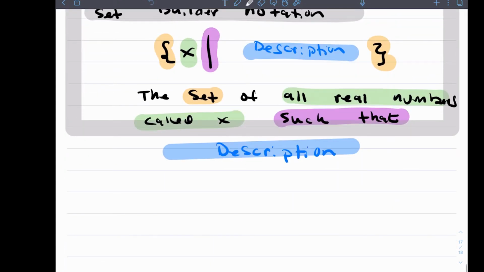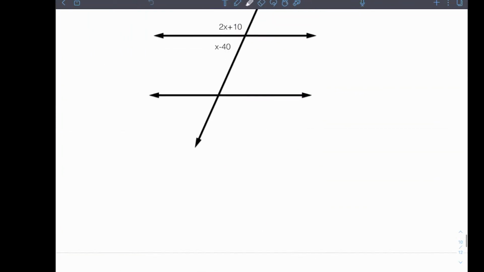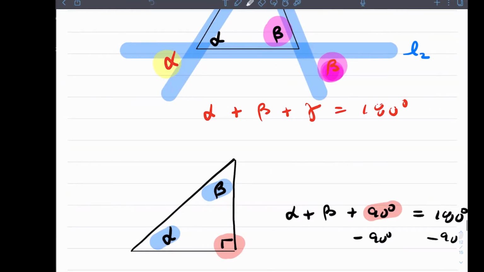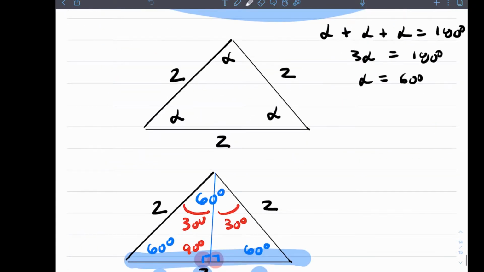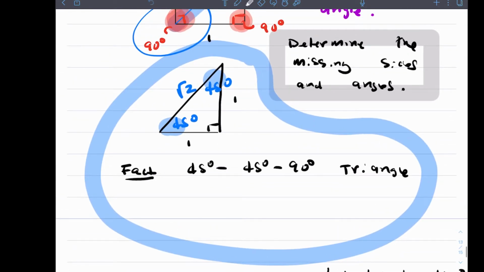Algebra Review? No, that's not you guys. Geometry Review 1? No. I did have a sheet. Oh, I called it 241S maybe. Let's see if it's here. Right? This is how we actually used it last time.